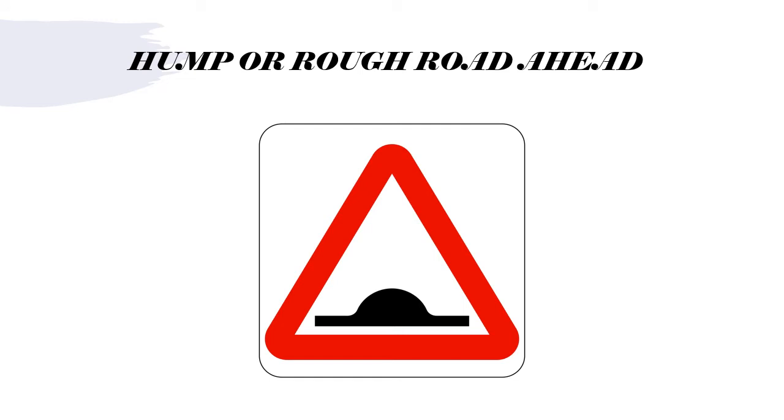If you see the sign anywhere on the road, it indicates that you should not use the horn of your car. So this sign is of no horn, please. This road sign indicates hump or rough road ahead. The hump is made on the road to slow down the fast moving vehicles. Whenever you see this sign on the road, you have to slow down your vehicle.